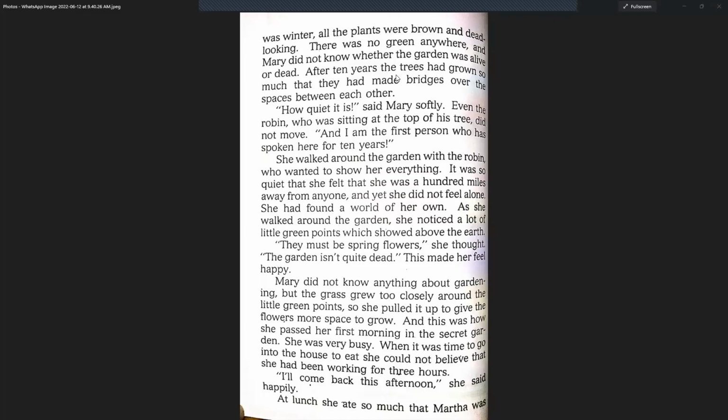After 10 years, the trees had grown up so much that they had made bridges over the spaces between each other. So earlier it was like a fairy garden, but after 10 years, the garden was totally abandoned. So there was no green anywhere, and Mary did not know whether the garden was alive or dead. After 10 years, the trees had grown so much that they had made bridges over the spaces.